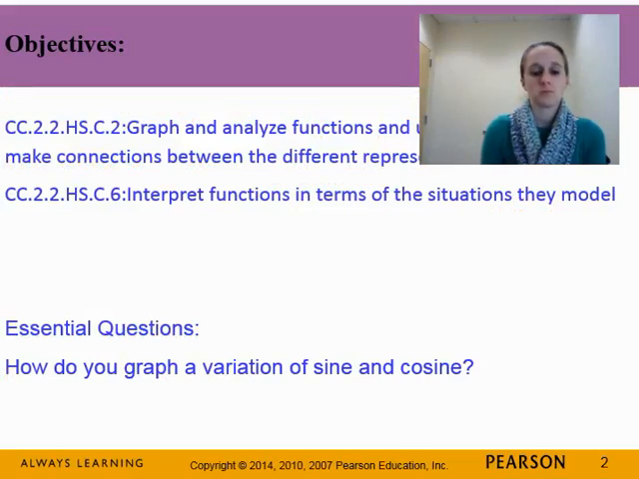Welcome to 4.5, Graphs of Sine and Cosine Functions. We are going to talk about how you graph a variation of sine and cosine. So we're going to talk about the sine and cosine graphs today. It is a lot of information, and there are a bunch of steps, so make sure you write everything down and an explanation of what you're doing as well.